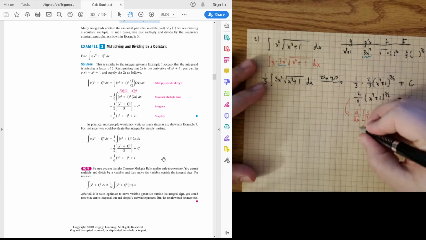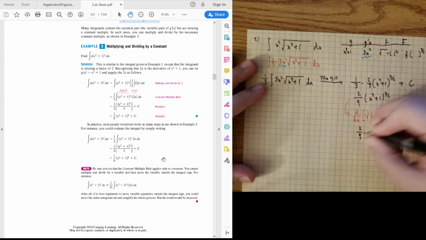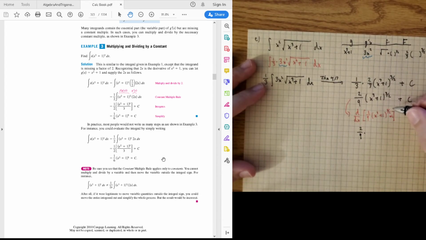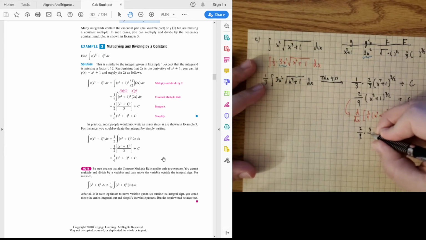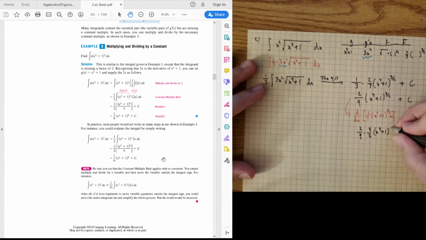All right, take the derivative. The 2 over 9 is going to stay 2 over 9. We now have a chain rule. The derivative of this function, we would multiply by the power, subtract 1 from the power. 3/2 minus 1 is 1/2. Times the derivative of the inside. The derivative of x to the third power plus 1 would be 3x squared.